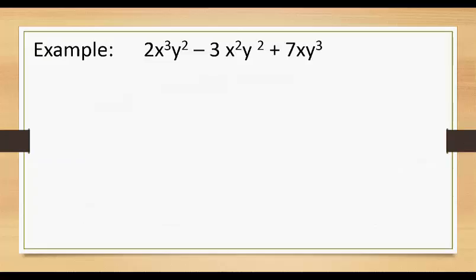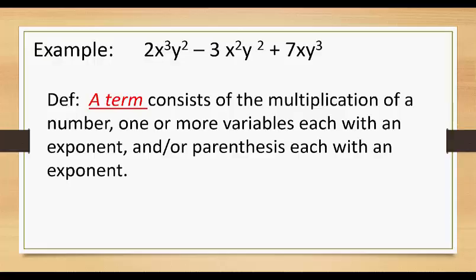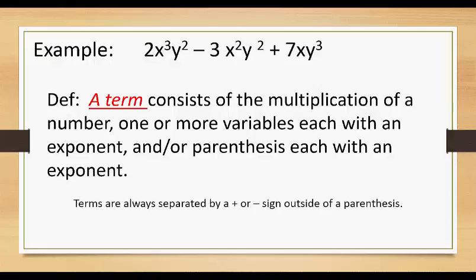We will begin with the example of a basic algebraic expression, 2x cubed y squared minus 3x squared y squared plus 7x y cubed. By definition, a term consists of the multiplication of a number and one or more variables, each raised to an exponent. Later in the semester, there may be additional examples where you will also have the multiplication of a parenthesis with an exponent. Terms are always separated by plus or minus signs outside of a parenthesis.